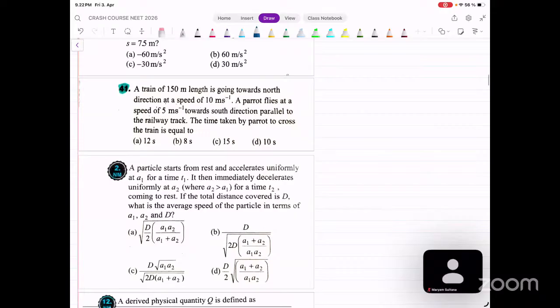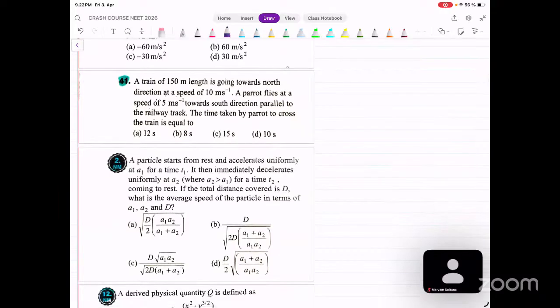Question number 41, look beta. A train of 150 meter length is going towards the north direction at a speed of 10 meter per second. A parrot flies at a speed of 5 meter per second towards the south direction parallel to the railway track. The time taken by the parrot to cross the train is, this is the relative velocity concept, beta. What is it saying? A train of length how much? 150 meters. That means length is given for me.